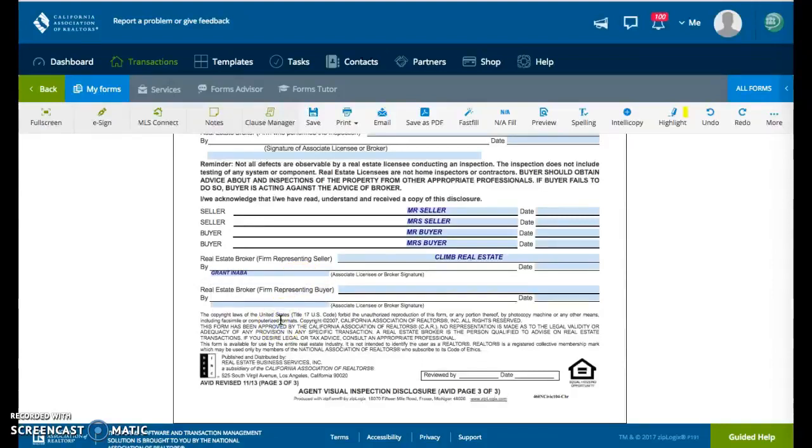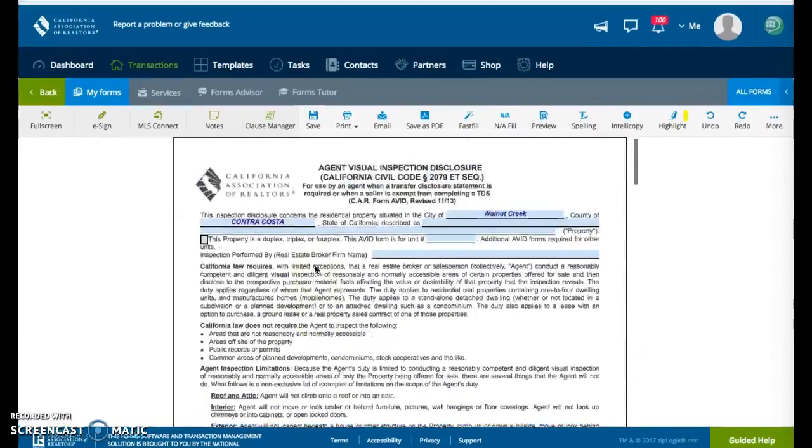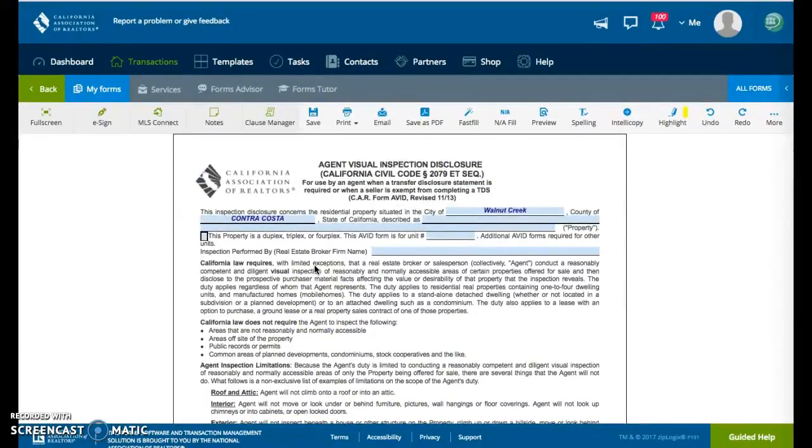There I am. So once each party reads this whole document and acknowledges the condition of the property as I have observed it, then basically I am limited in any kind of liability against myself, because I have already disclosed to everybody what I have observed about the condition of the property, and that is what the AVID, the Agent Visual Inspection Disclosure, covers.